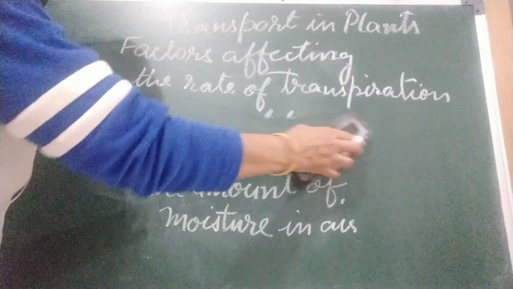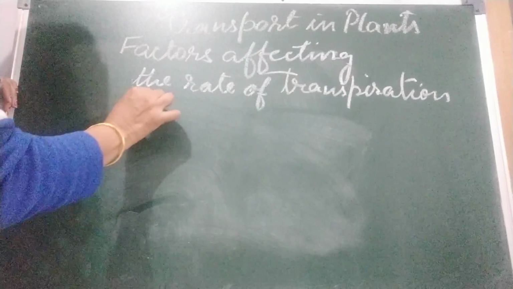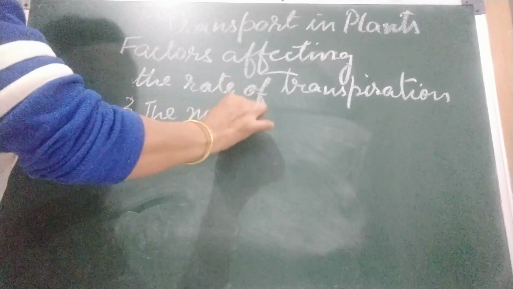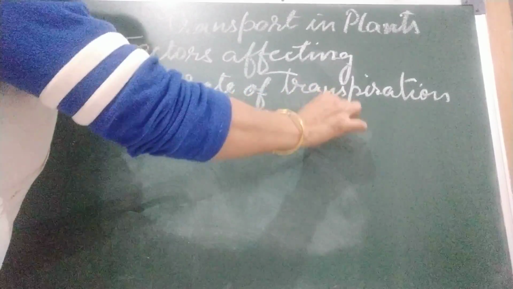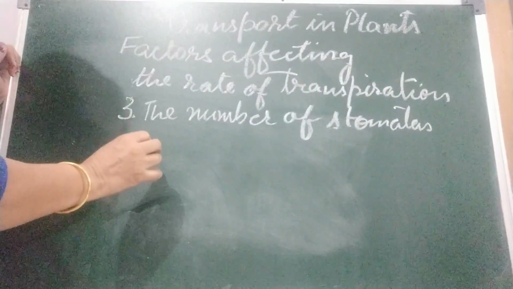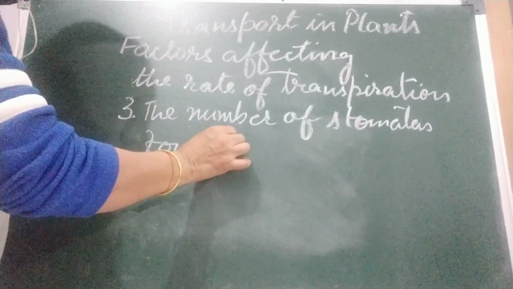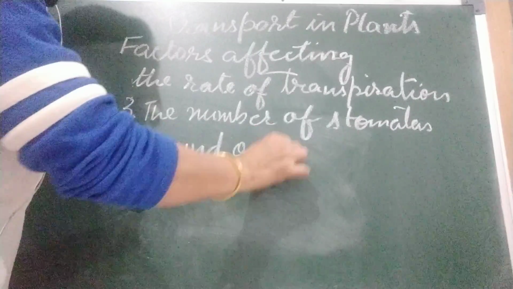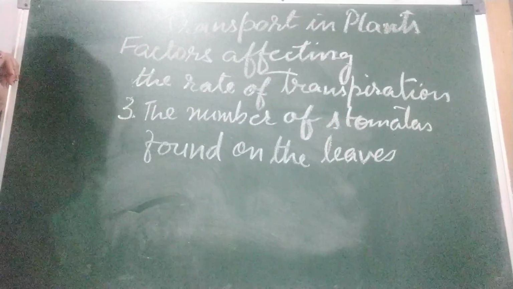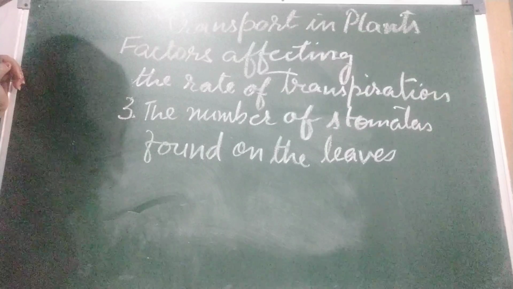These are two factors; more factors are there, which I am going to discuss. The third one is the number of stomata found on the leaves. Children, if more stomata are there, then would transpiration be more or less? More. And if the number of stomata is less, then the transpiration would be less. So the more the number of stomata, the higher the transpiration.